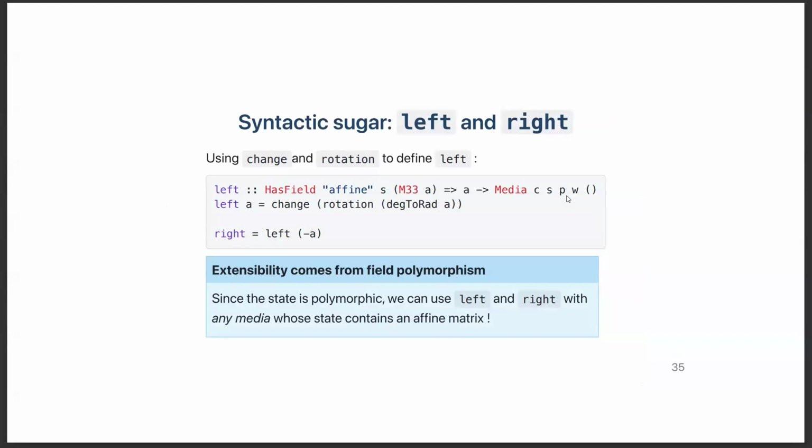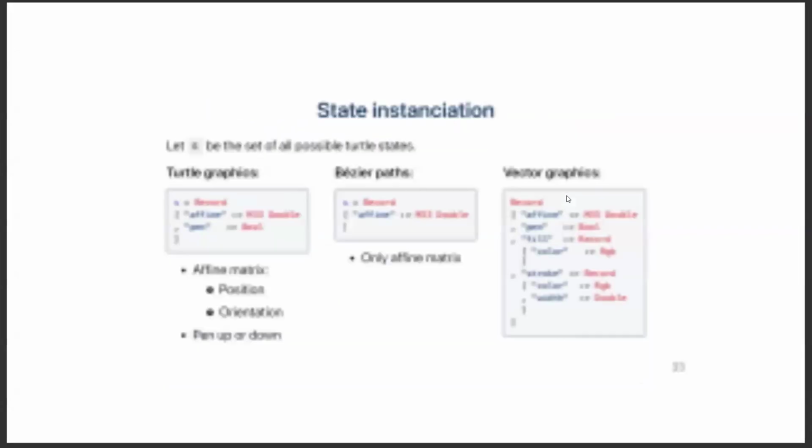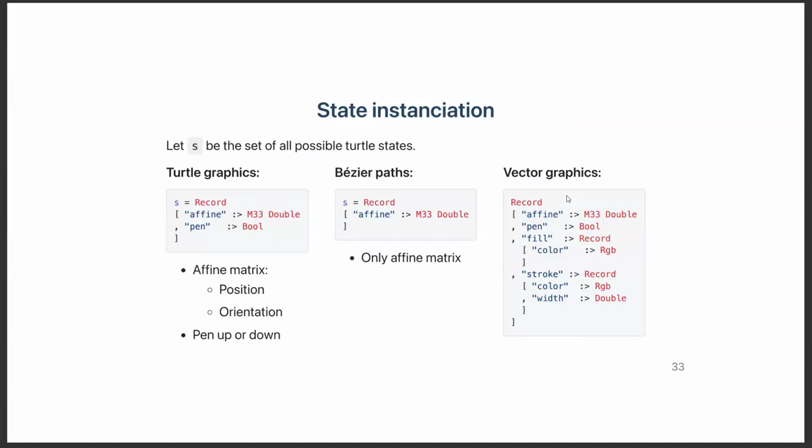So we use the change instruction, and we use the state change we just defined, and we get left and right, and it is polymorphic in the state, which means that we can use these instructions with any media that has this affine field. And this means that any of the languages I just defined, which all had this affine field, as you remember here, can use the left and right instructions.